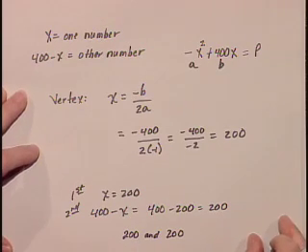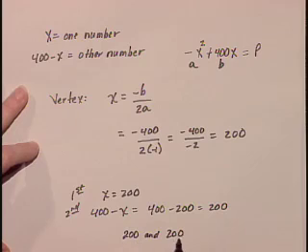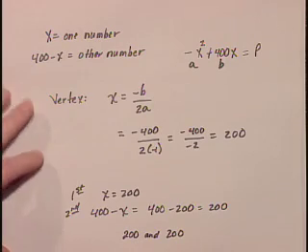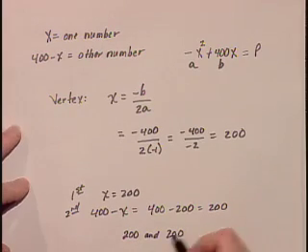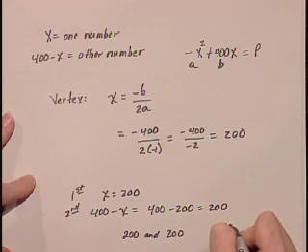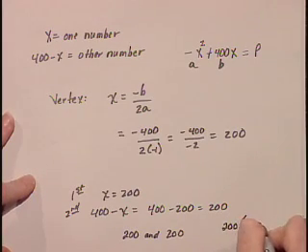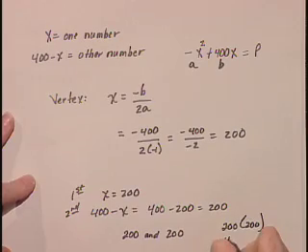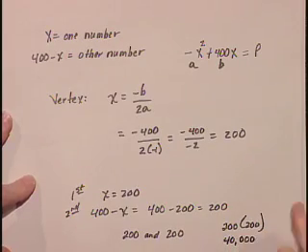Let's just do a quick check. They were supposed to sum up to 400. 200 plus 200 we know is 400. The product, if we multiply 200 times 200, gives us our maximum. We'll just put that here. 200 times 200 gives us our maximum at 40,000.